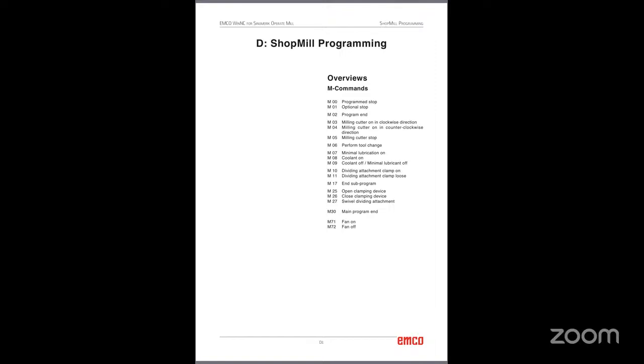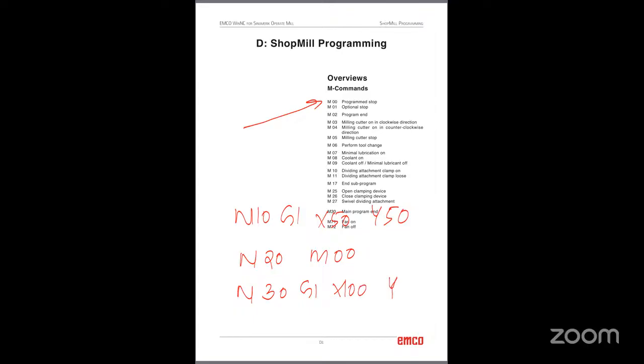So we have different functions, such as M00. We will start with M00. M00 means programmed stop. The program will temporarily stop. For example, you have a program: N10 G1 X50 Y50, N20 M00, then N30 G1 X100 Y100. Imagine this is the program.